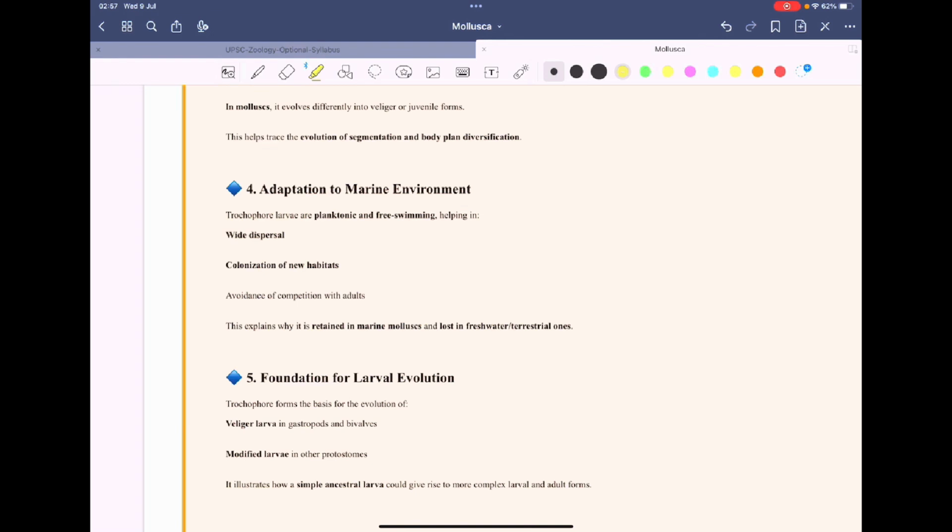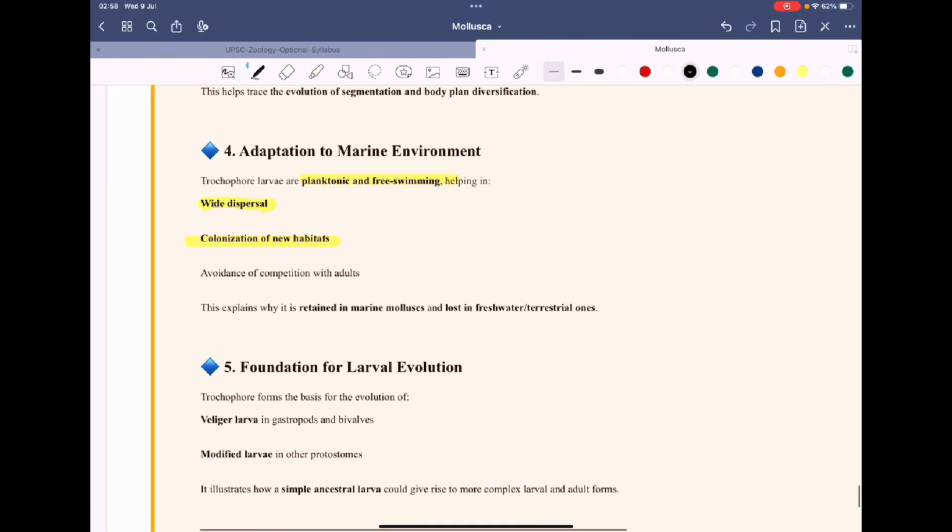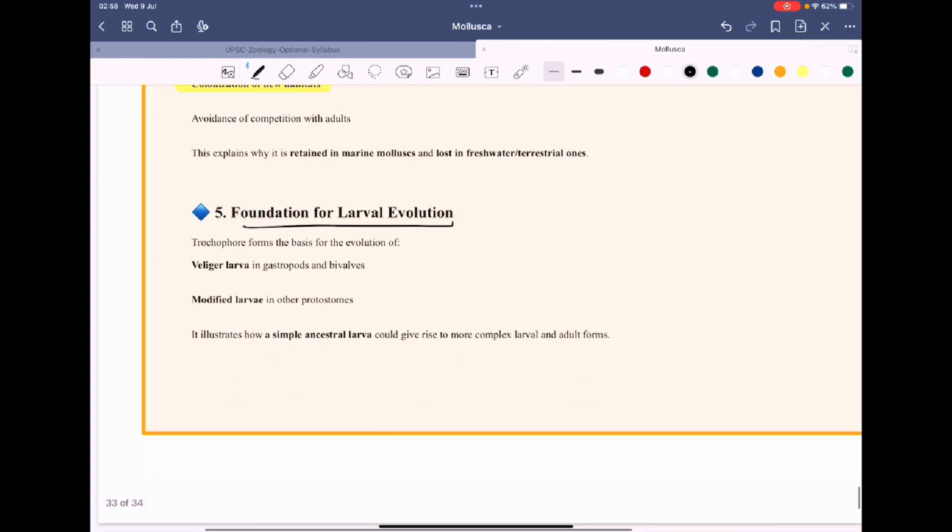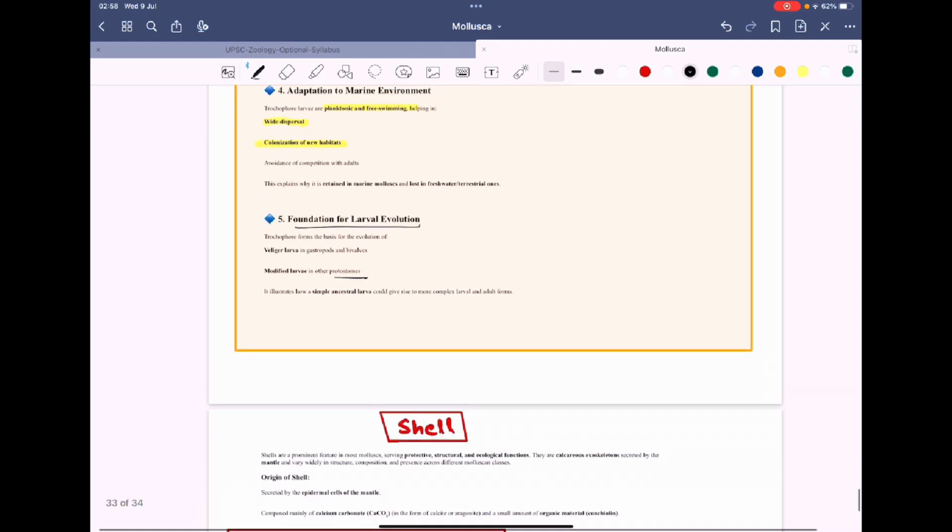So for the adaptation to the marine environment, the trochophore larvae are planktonic and free swimming. They help in the wide dispersal and colonization of new habitats, because it has all the qualities to disperse across the ocean. And then the foundation for larval evolution is through the trochophore. It forms the basis for the evolution of the veliger larva and many other modified larvae in protostomes. So it is considered as an ancestral larva.